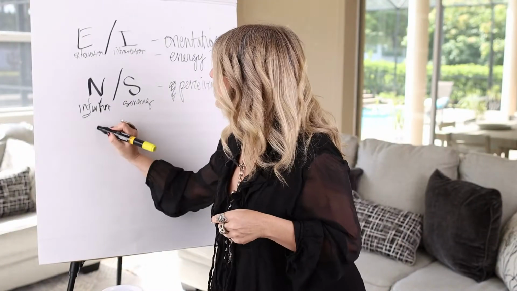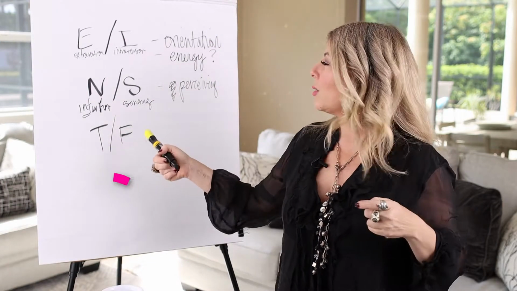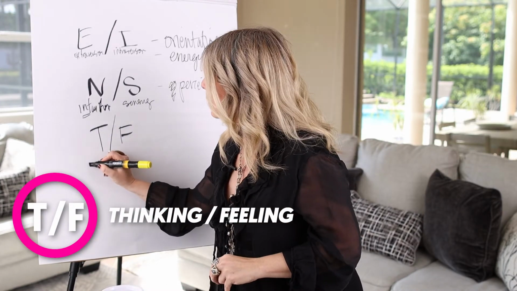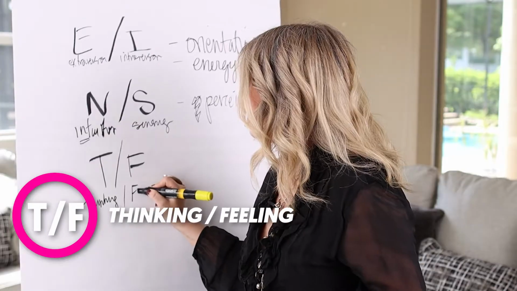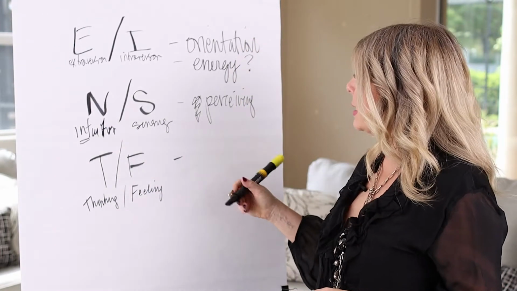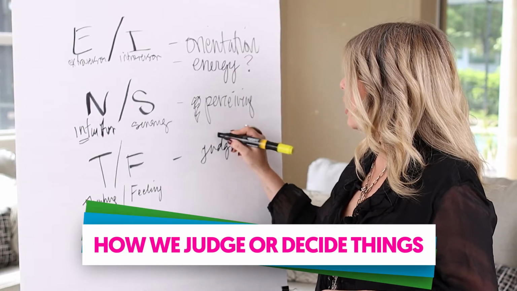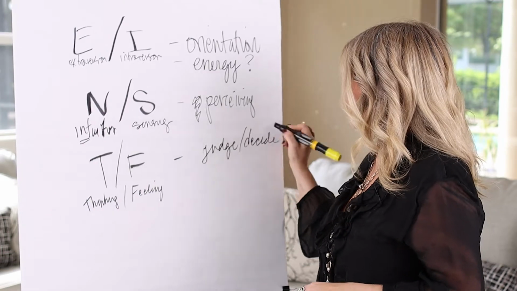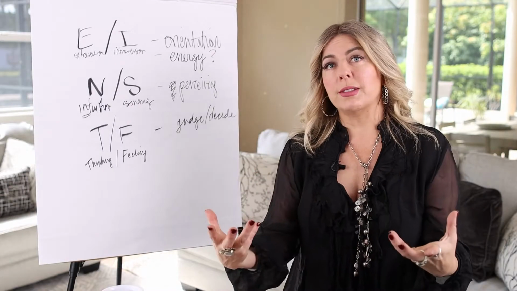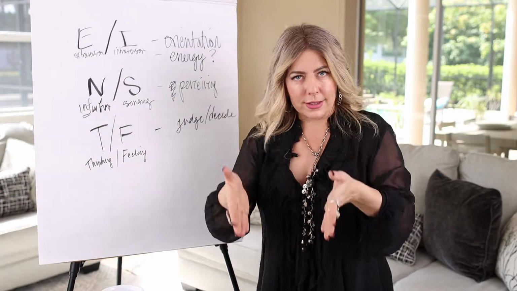So the next one is T F. Now this is the one I had the most trouble with. This is the one that I kind of went back and forth with, which I'll tell you a little more about in my story. The T is thinking, and the F is feeling. Now, this function, we call it a function, is about how we make decisions, how we judge or decide things, right? It's about how we come to a conclusion about something. So this is how we gather information about it. This is how we make a decision about it.